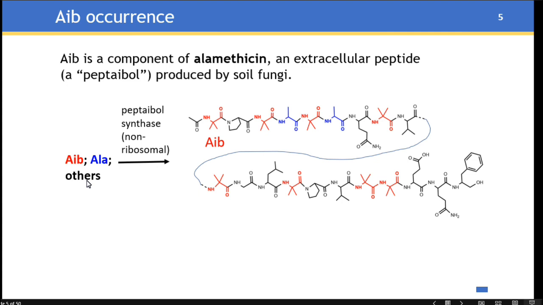Alamethicin is a 20 amino acid peptide that's produced non-ribosomally. In other words, it's not encoded by a gene. There's an enzyme that puts this together, amino acid by amino acid. 7 out of the 20 residues are AIB. It has been established that the AIB residues do not arise by a post-processing of an alanine peptide. They actually are grabbed by the synthase and inserted into the peptide. What I'm interested in is what is the source of the AIB.